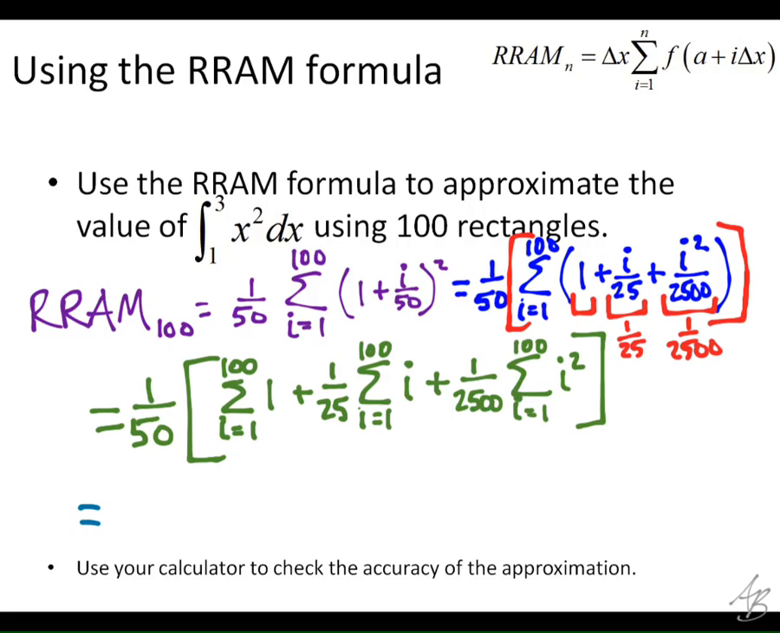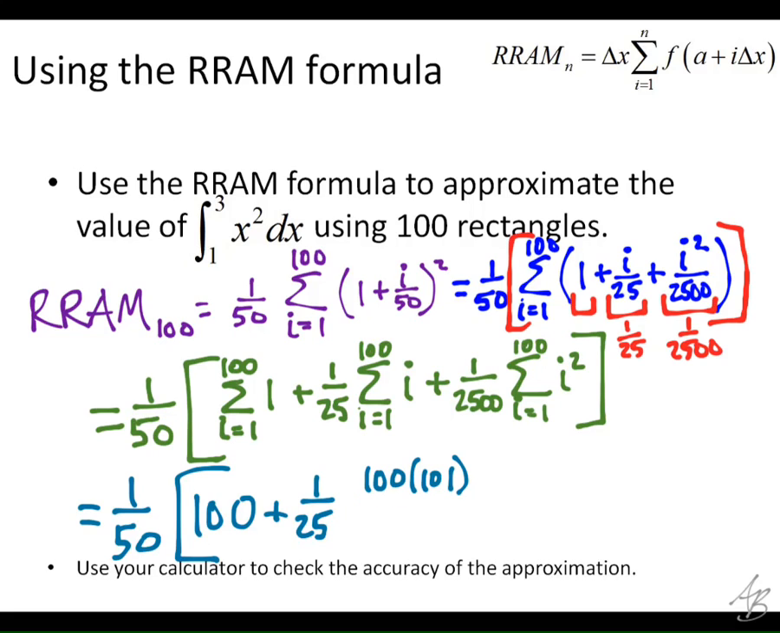For that first one, don't forget that 1 over 50 out front, that's important. The first one, the sum from i equals 1 to 100, that's the first formula. If we add 1 together 100 times, it's going to be 1 times 100, which is 100. Then we're going to have 1 over 25 times, this time we're adding i together from 1 to 100. So the formula we're going to use is n times n plus 1 divided by 2. In this case, n is 100. So it's going to be 100 times 101 divided by 2.